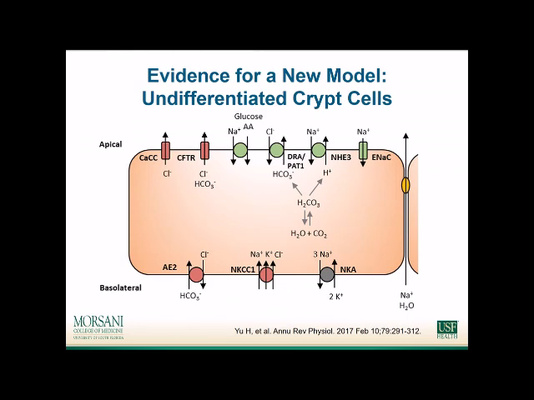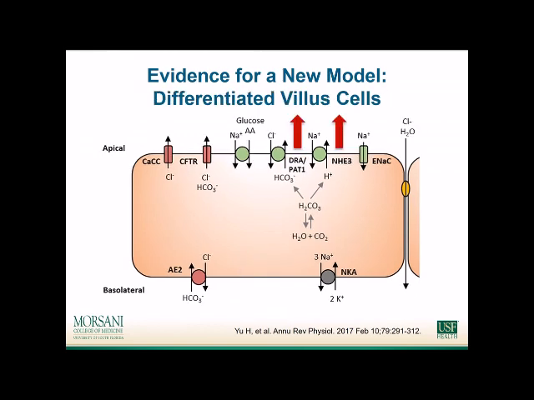So in an undifferentiated crypt cell, the predominant expression and the predominant role is still to secrete chloride. But as we differentiate up into the villus, there is upregulation of NHE3 and DRA, which would then switch the phenotype to being much more absorptive in nature. And so I think that's really an interesting way to talk to students about, okay, these are the details, but is that how it really works? Would that make sense for how the body actually puts things together?